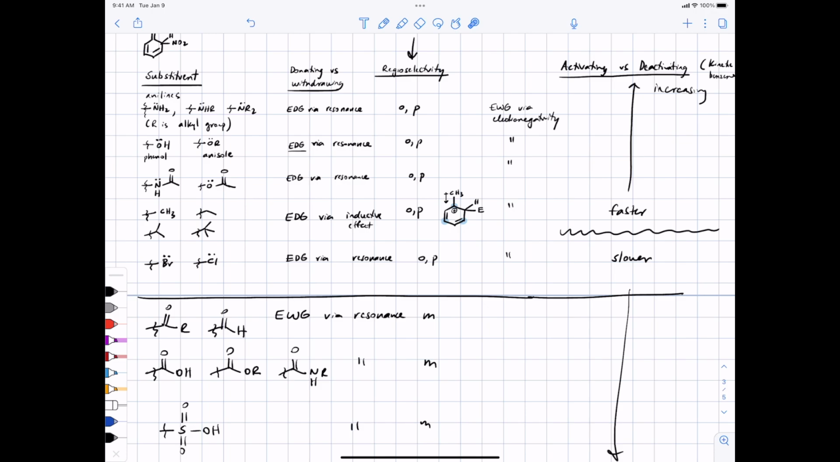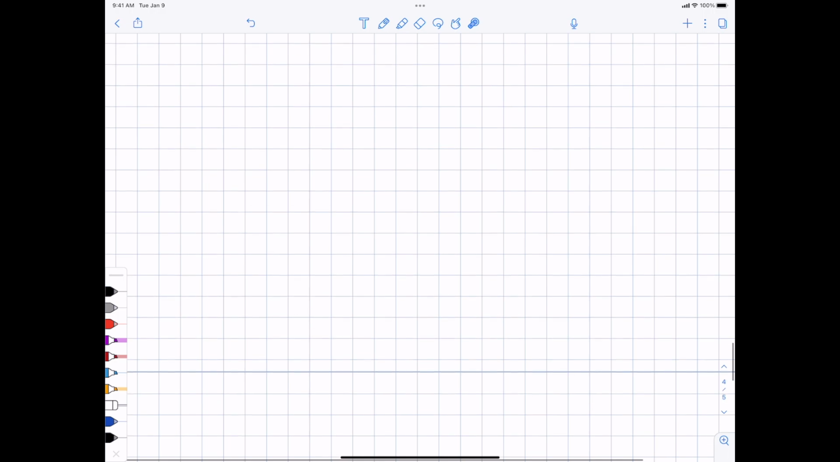Synthesis, substitution effects. Sorry. Okay. Sure. This one's fun.